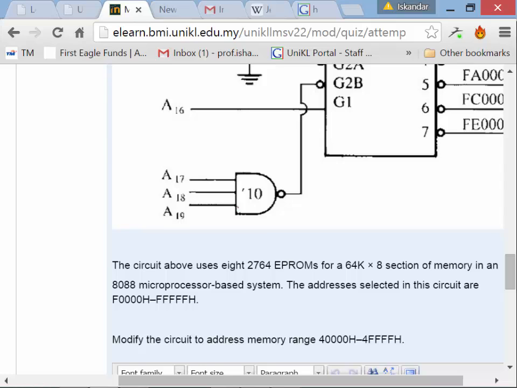Now, it seems like a very simple answer, but I can guarantee you that the only way you can know where to do this is to understand the way the circuit works.